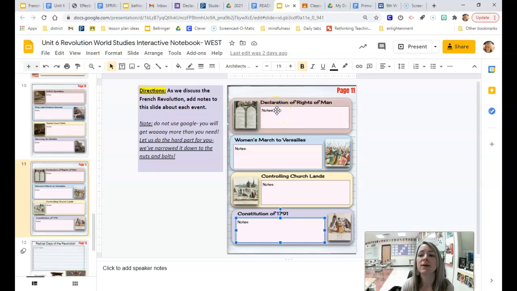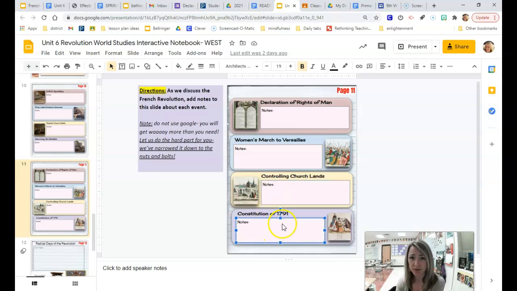So, Declaration of Rights of Man, what was it? What did it do? What did it say, right? Who would be upset about it? Who would love it? Right? Women's March to Versailles. Why did they go? How many? What was the result, right? Controlling the church lands. Who controlled the church lands, right? Who was for this? Who was against this? Why did they decide to do this?